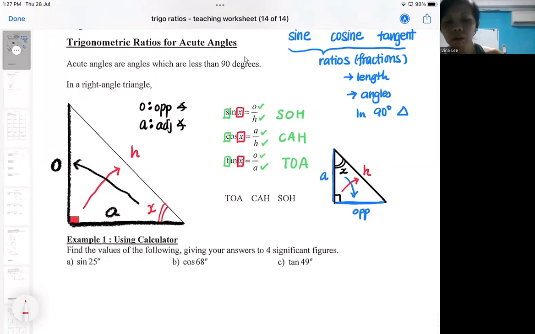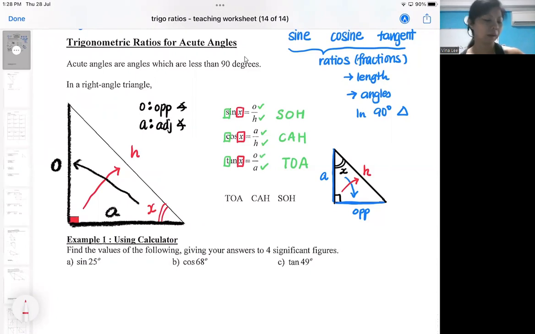So the O, because O represents opposite the angle. If you change the location of the angle, of course, the opposite of the angle will change. A is adjacent to the angle, so obviously it will change according to the location of the angle. So this will be a bit of a confusing part. The O and A will change depending on where your angle is, whereas the 90 degree doesn't change.